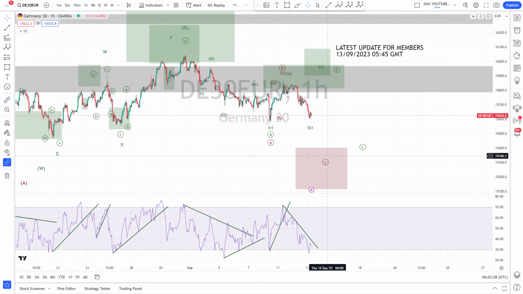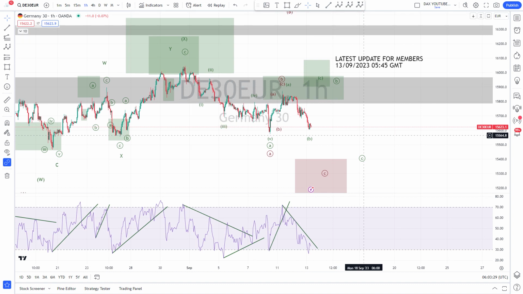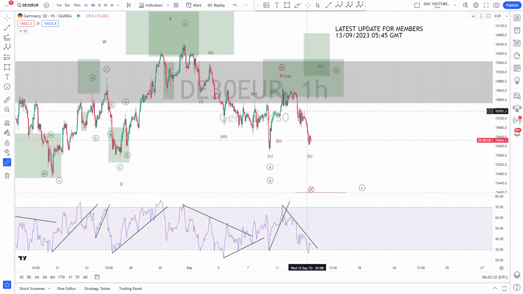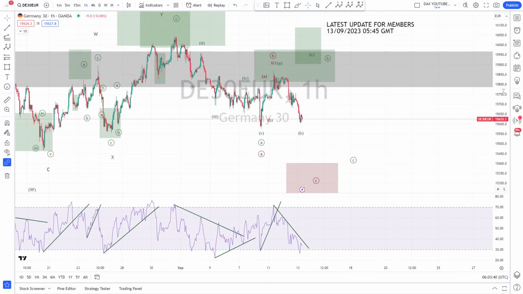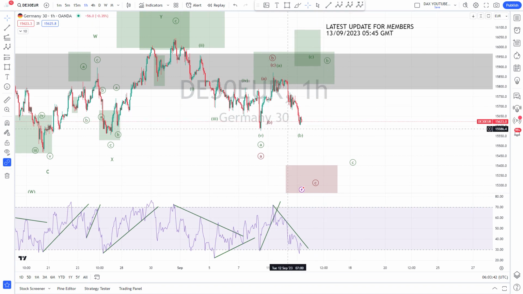So here we can get an impulse again. Now, as you can see, this is my secondary scenario. I always indicate my secondary scenario in red. My primary scenario expects actually more upside from here, with a wave B that is not finished yet. So I think we will go back into this area.